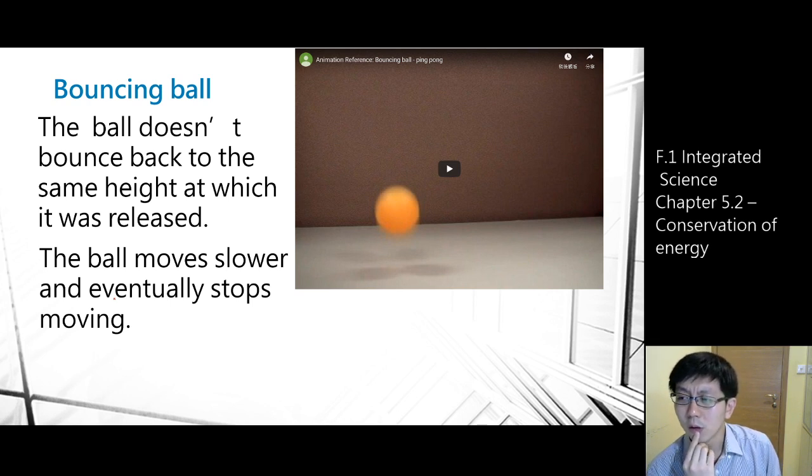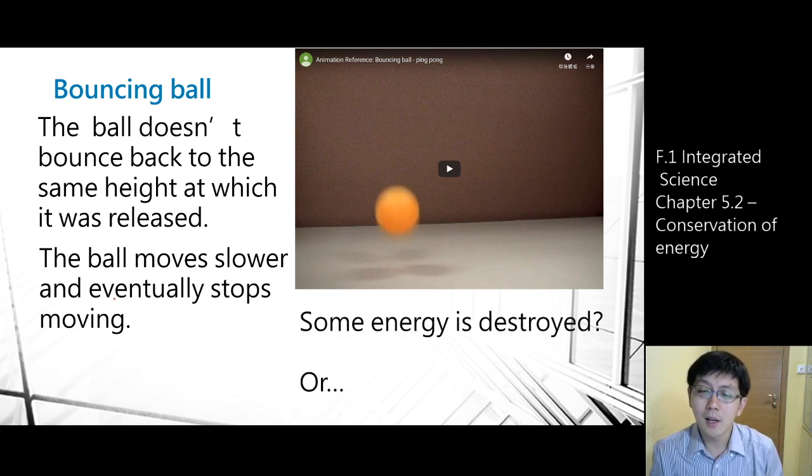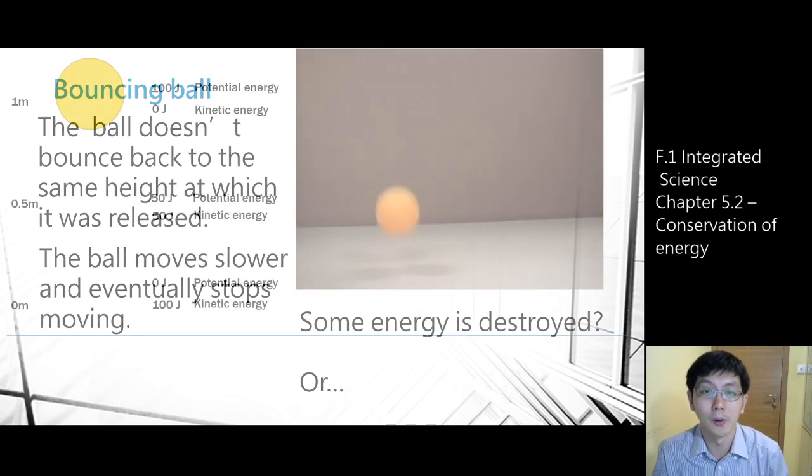Is it a problem of the law of conservation of energy? Why does the ball move slower and slower? Why can the ball not move back to the original height? Is the energy destroyed, or is there something else happening here? Now, I need to go back and have a very detailed discussion with all of you. This part is a little bit complicated. You will learn more if you study physics in Form 4. Now, I will try to use simple examples to illustrate what's happening to the ping pong ball, why it cannot go back to the original height, and why it moves slower and slower.